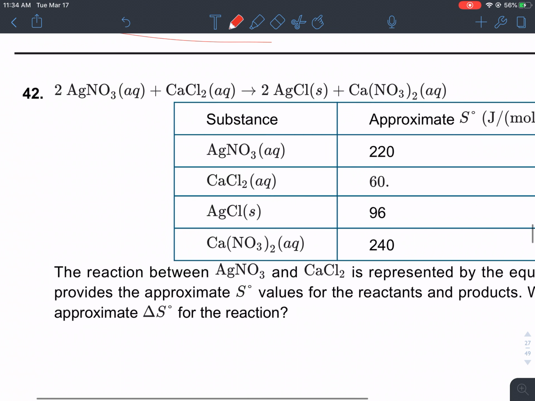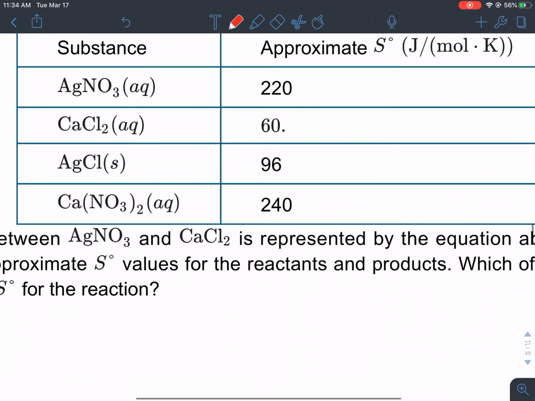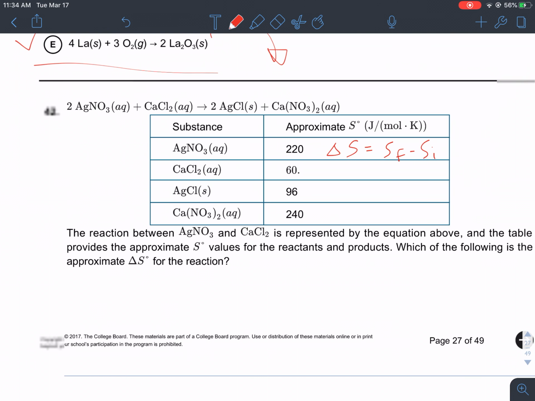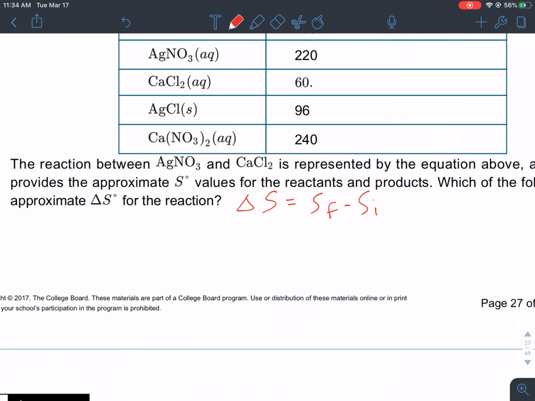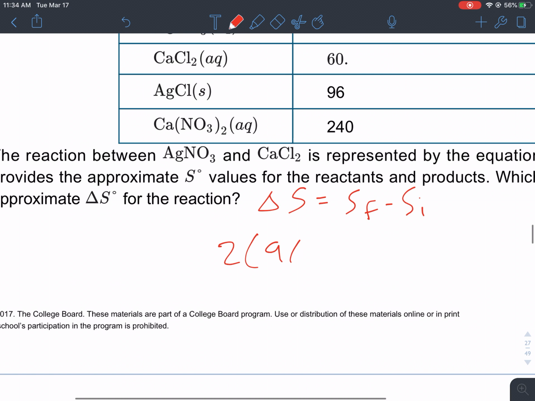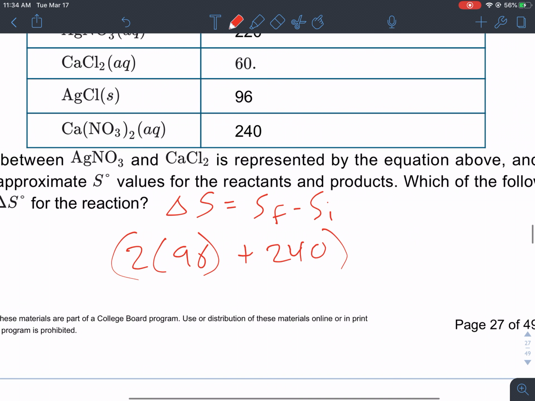All right. Let's take a look at this. It asks us to find the delta S for the reaction, and to find the delta S for the reaction is a very simple formula. Delta S is equal to S final minus S initial, or S products minus S reactants. So this is going to become 2 AgCl, which is 2 times 96, and then you're going to have 1 CaNO3, which is 240. That's your products, and then you have to minus your reactants.